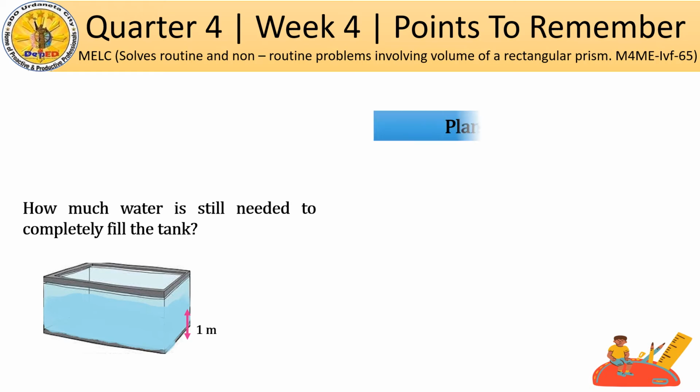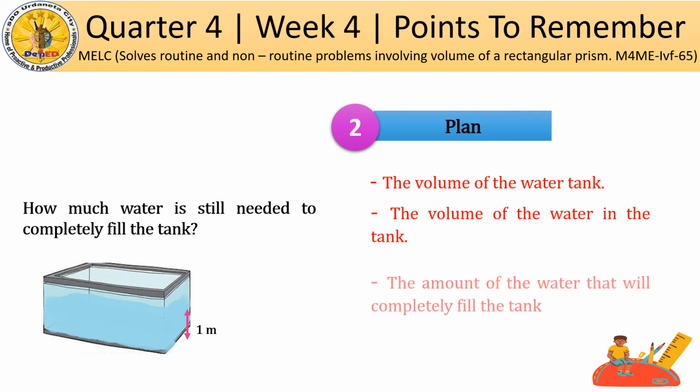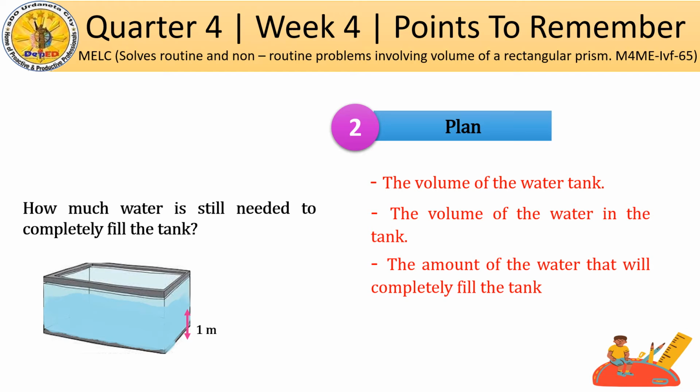The next step is plan. We will determine the formula and strategy. We will get first the volume of the water tank, then the volume of the water in the tank, then the amount of water that will completely fill the tank. Then we will be using the multiplication operation in getting the volume. So the formula is volume equals length times width times height. Then subtraction for getting the amount of water needed to completely fill the tank.